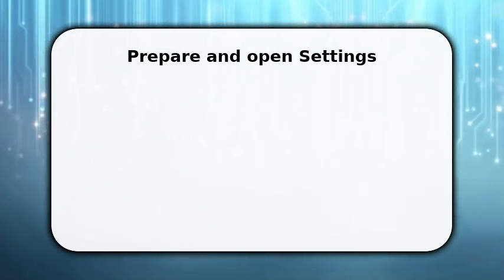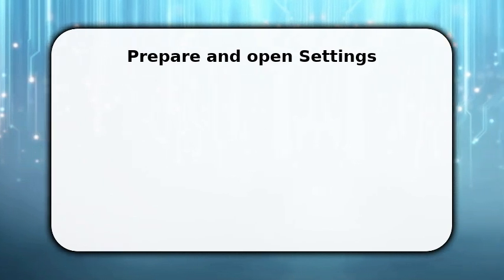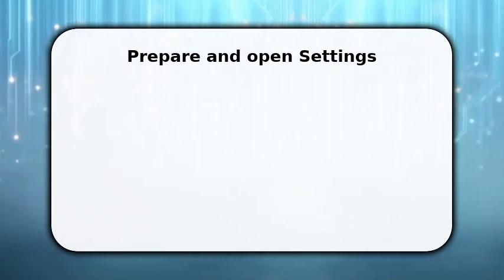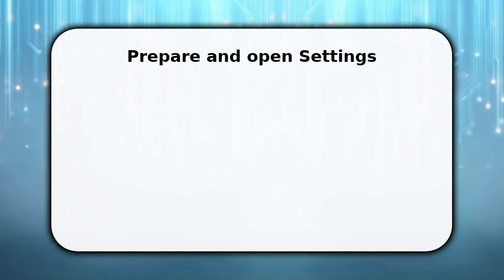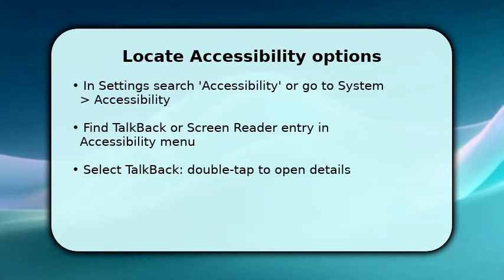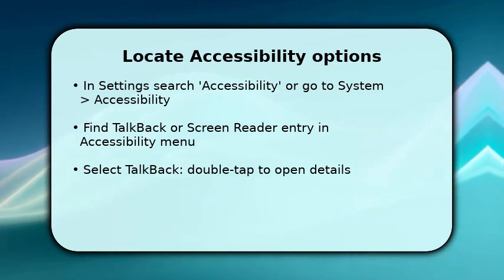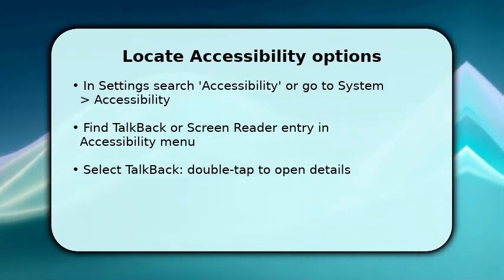Once Settings is open, move to Accessibility. This is where Talkback lives. Keep movements deliberate and pause to listen between actions so you don't mistrigger an option. Now navigate into Accessibility to find the Talkback toggle. You can type Accessibility into Settings search for speed or go Settings, System, Accessibility, depending on your ColorOS version.